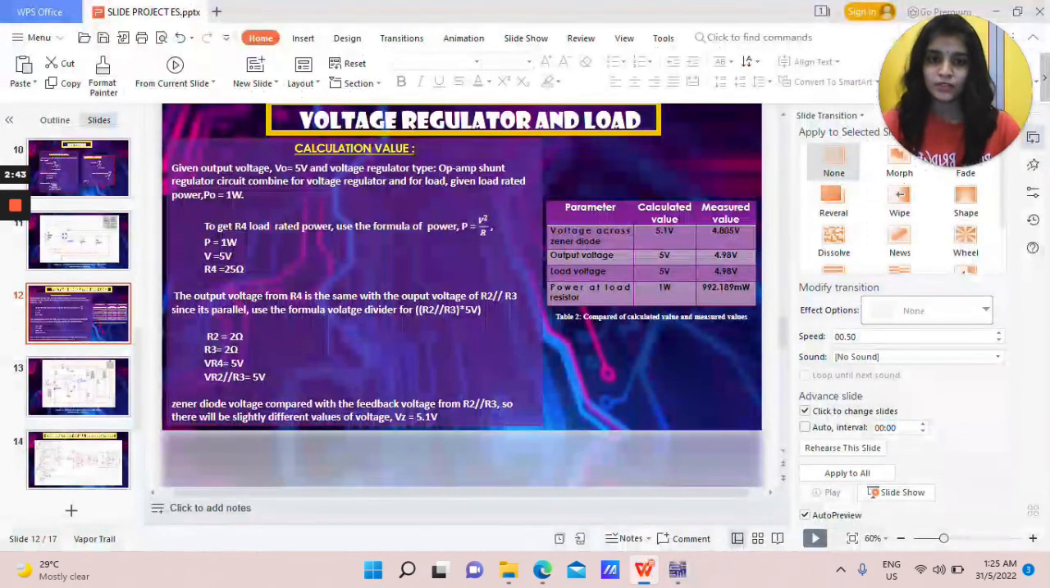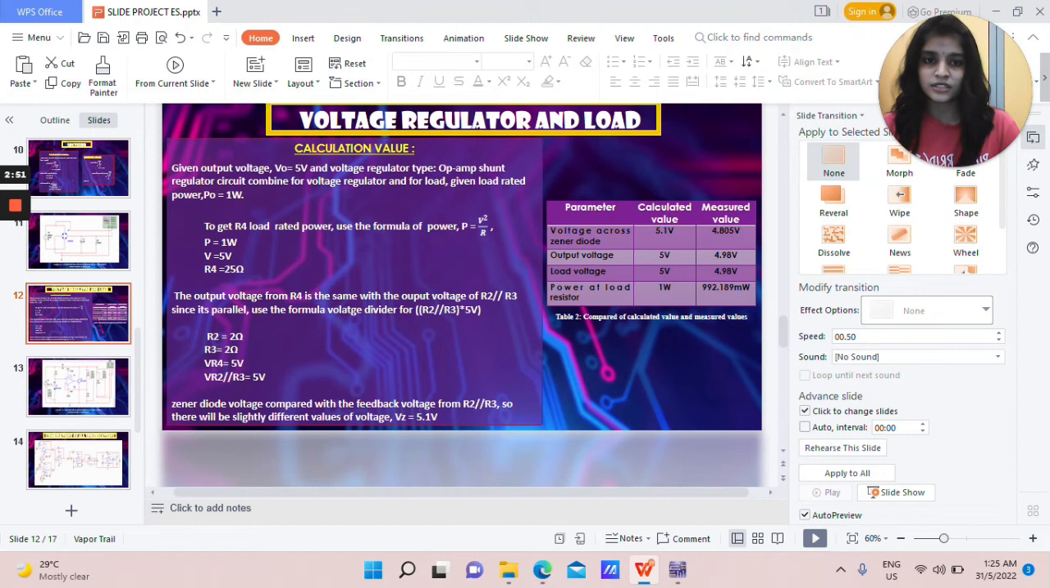Now we'll go back to the slide. So the comparison between the calculated value and the measured value: they are slightly similar, with a difference due to certain error conditions. So this is table 2. Thank you.